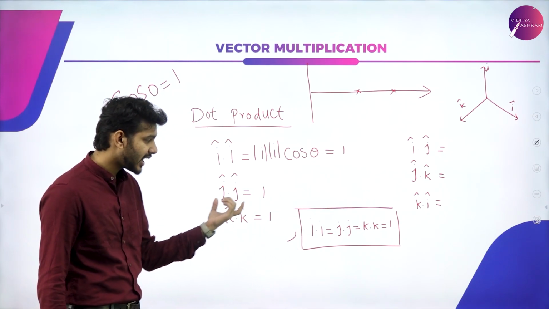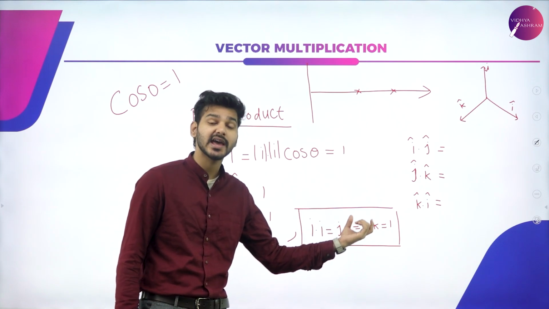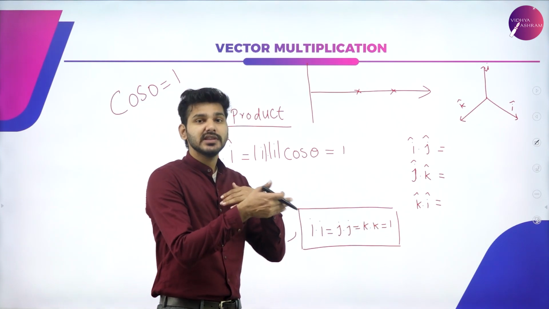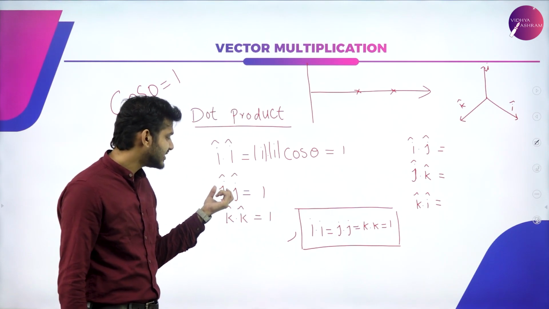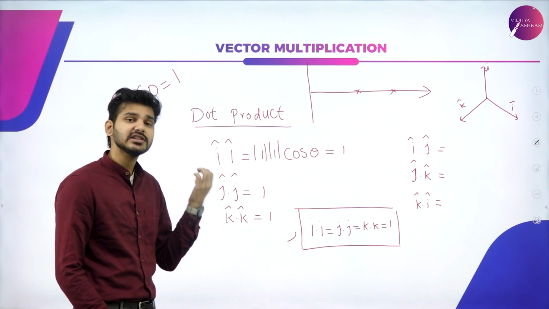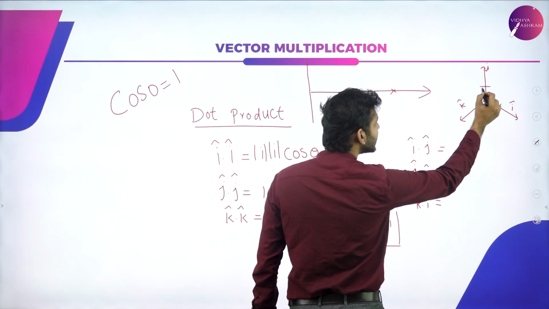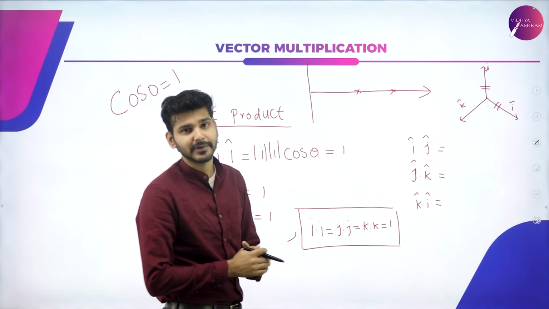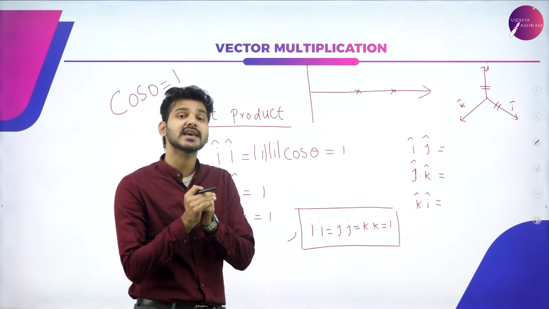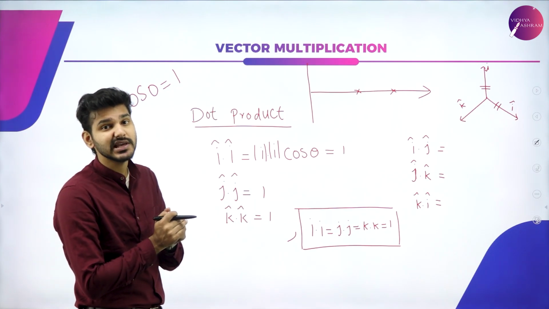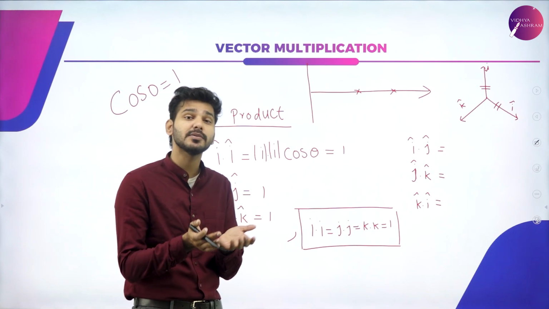So it is true for i dot i, j dot j and k dot k. Now, what if we take in between them? That is i dot j and j dot k and so on. That is, I am taking the dot product of i and j vectors. Now the angle has actually changed. Now the angle between i and j is 90 degrees because they are mutually perpendicular to each other.